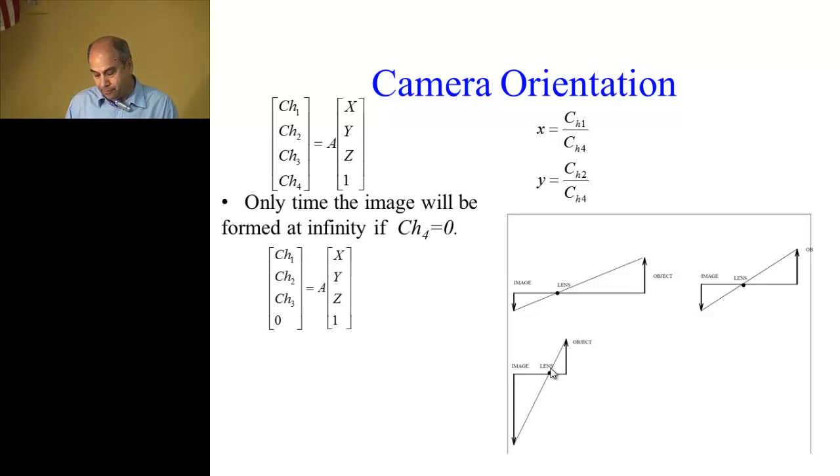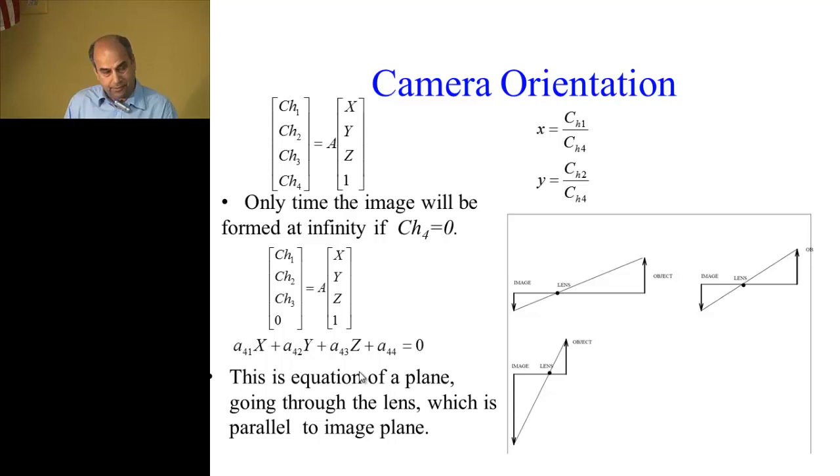So we'll say in this system, CH4 is given by this, which is A41 X plus A42 Y plus A43 Z plus A44 times 1. So that actually is the equation of a plane in X, Y, Z. So this A41, A42, A43 gives you the surface normal of the plane where the camera was oriented. Very easy. But it's a good reasoning.